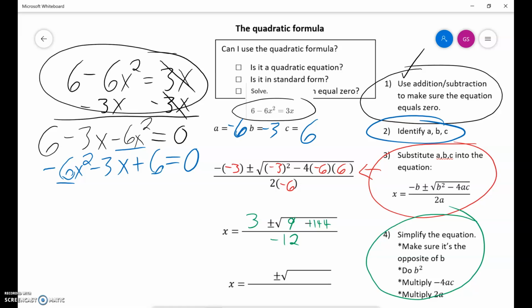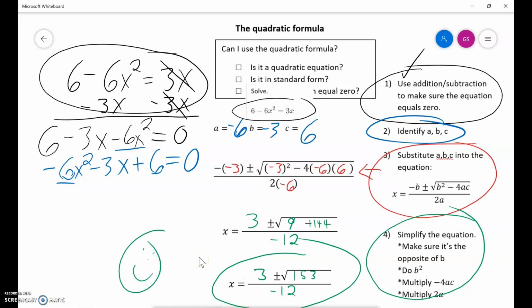Okay. I can go on to the next step. I can combine what's inside this square root. So I have 3 plus or minus, now 9 plus 144 is 153 over negative 12. Now, honestly, you could just leave it like that. You could say, okay, I've got the value in radical form. 3 plus or minus the square root of 153 over negative 12. You could leave it like that and be like, hey, I'm done. I did it.